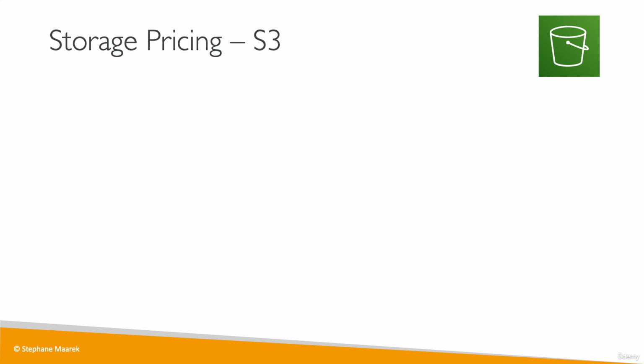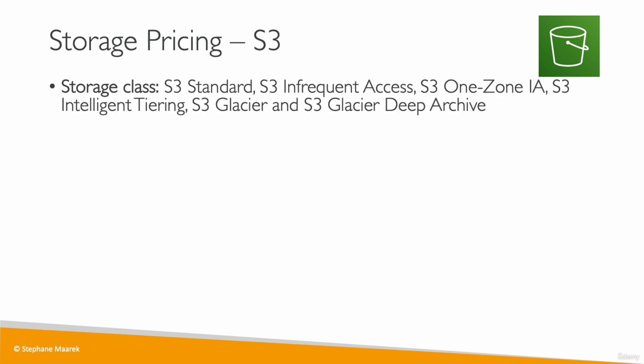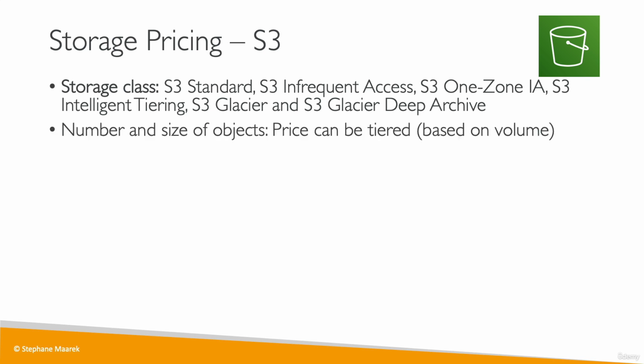Now let's talk about the pricing of the storage on Amazon S3. As we saw, there are different storage classes that you need to know for the exam. We have S3 Standard, S3 Infrequent Access, S3 One Zone IA, S3 Intelligent Tiering, Glacier, and Glacier Deep Archive. As well, on S3, you're going to pay for the number and the size of the objects. The prices can be tiered, so the more volume you have, the more objects and the bigger the objects are, the more discounts you're going to get.